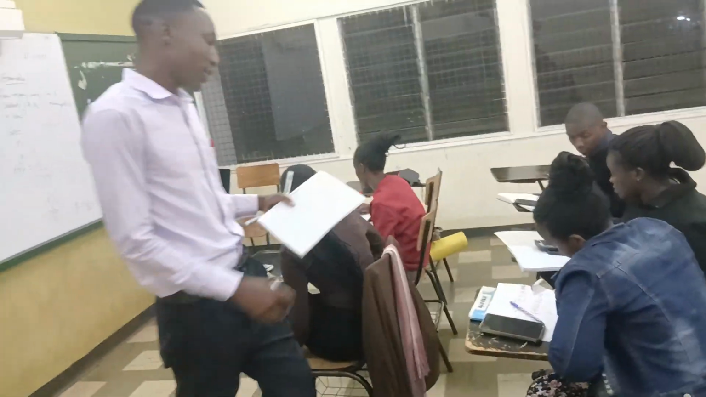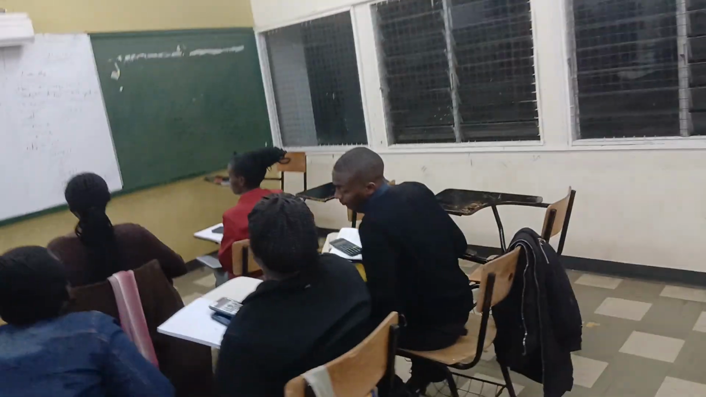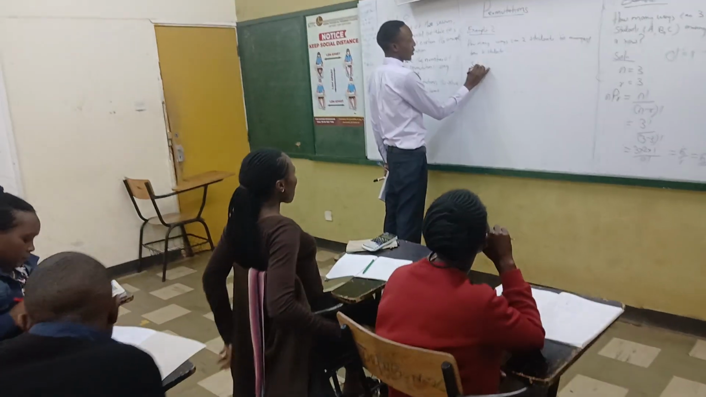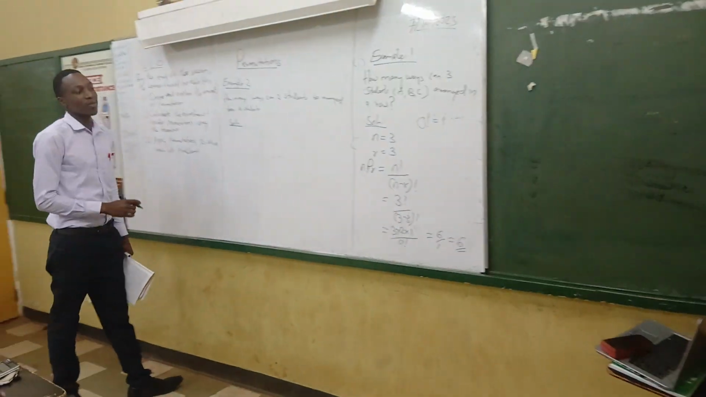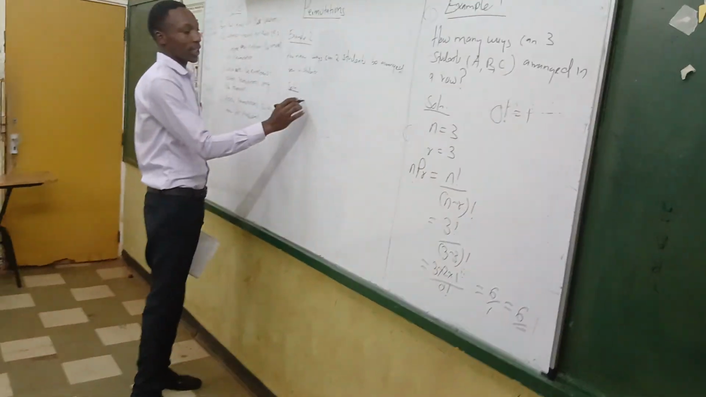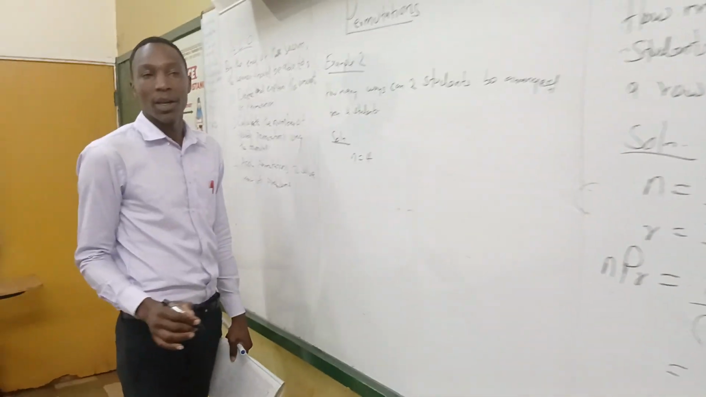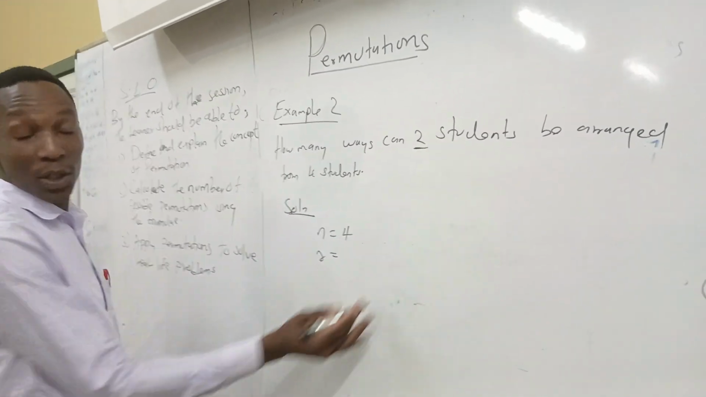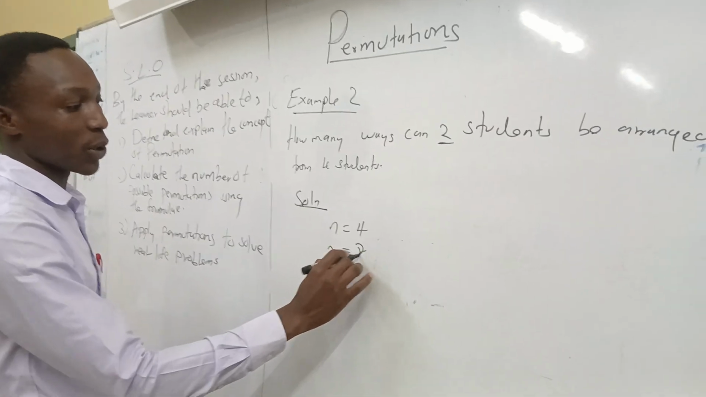Yes, good. You can see 12 ways about this group, 12 ways. So, how do you go about it? First, identify n. Our n in this case is 4. And then our r is the number of students we are arranging, 2. So r will be 2.